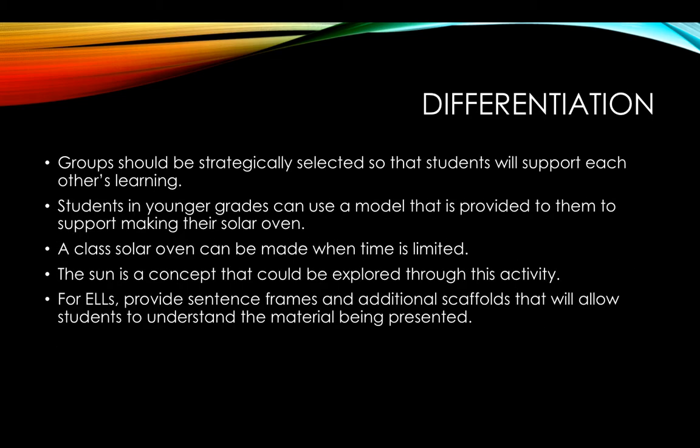Differentiation should look like groups being strategically selected so students can support each other's learning. Students in younger grades could use a model of how to make a solar oven rather than making it on their own. If time is limited, a class solar oven can be made, so different materials can be explored, but as far as creating that solar oven, that could be done as a class.